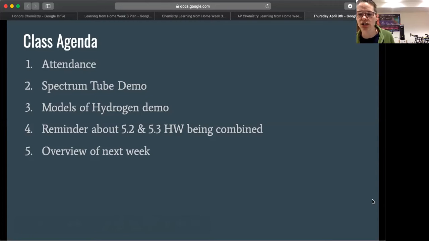So the calculations are combined with section 5.3. So the homework is combined. So that homework is not going to be due next week. It will actually be due the week after. So I'll go over the due dates for things at the end of class. So that way you know that you've got a little bit more time to work on assignments. I am trying to hold to minimizing the amount of things that are due each week for you. So hopefully that's going to help.